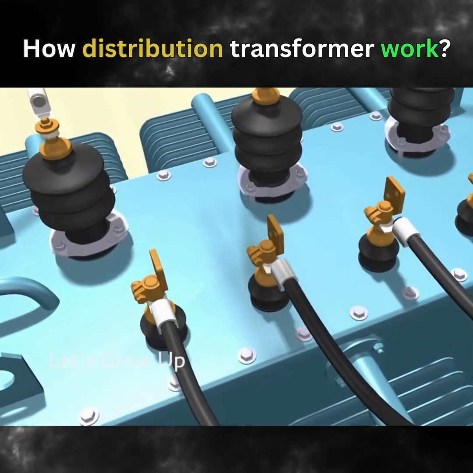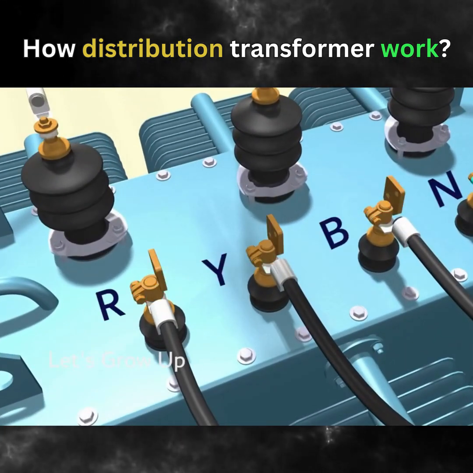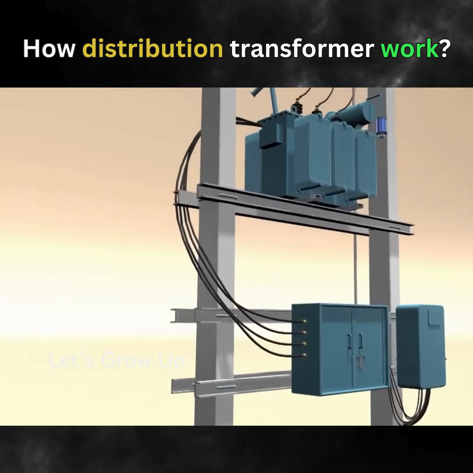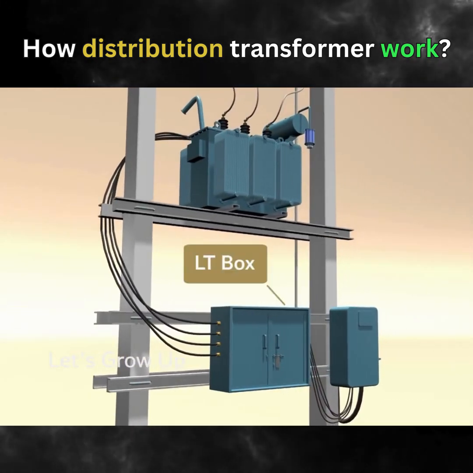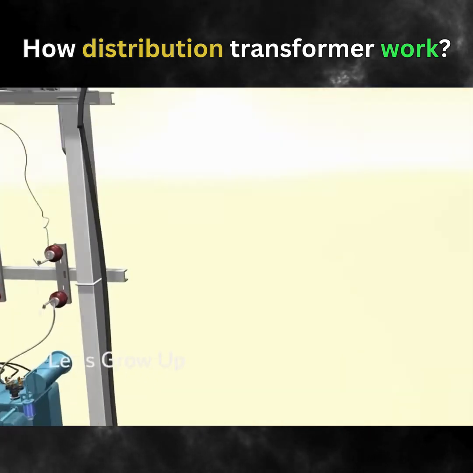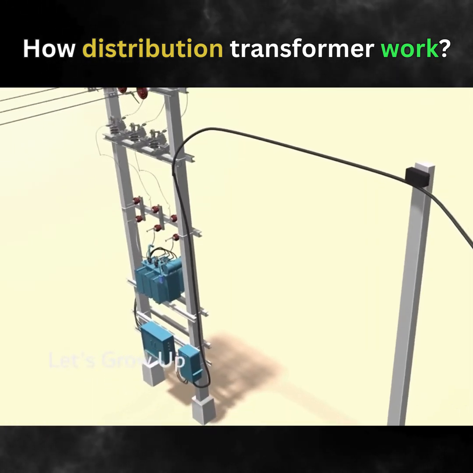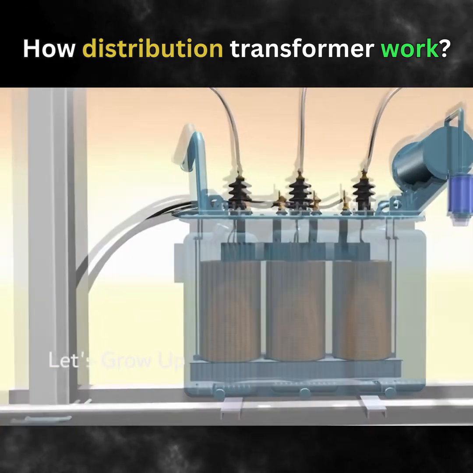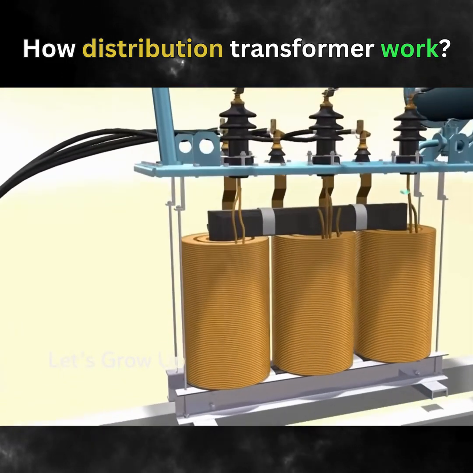These are the output connections R, Y, B, and neutral. Moreover, the LT output connection goes into the low tension distribution box. This serves as the LT distribution box, with the output cable being transmitted to the city or village.